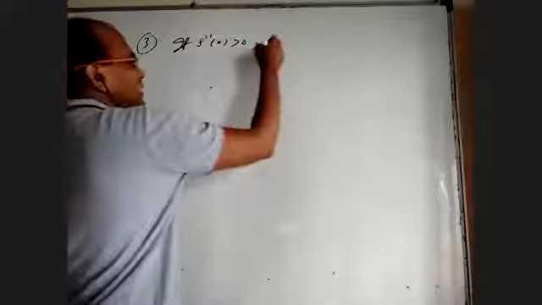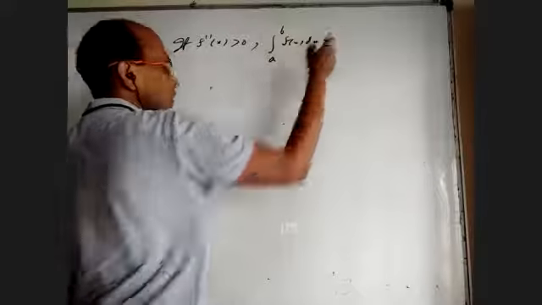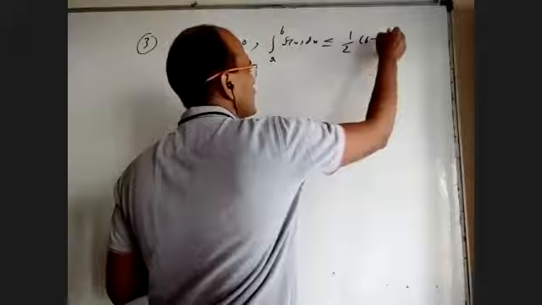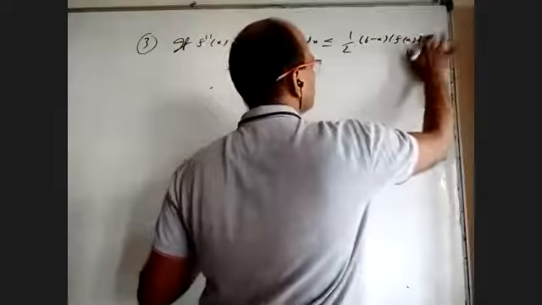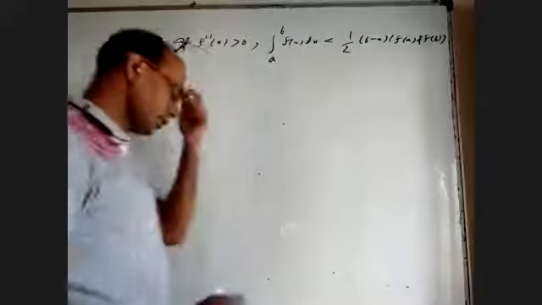If f double dash is greater than 0, integral a to b f of x dx is less than or equal to half of b minus a into f of a plus f of b. Not even equal, only less than. How to prove it?